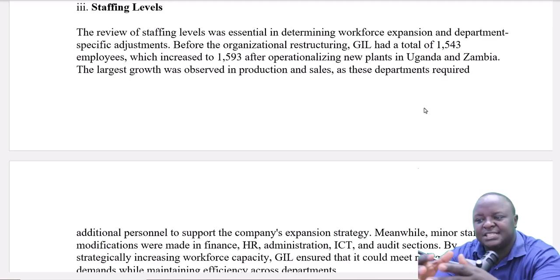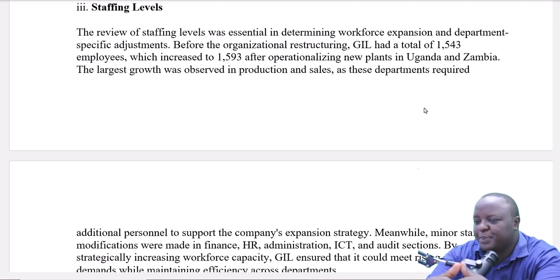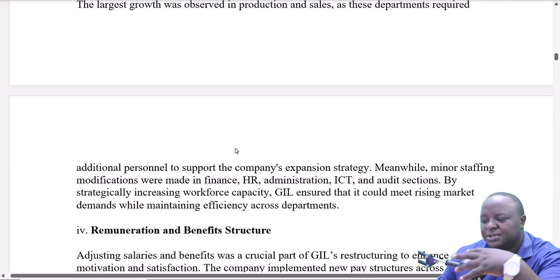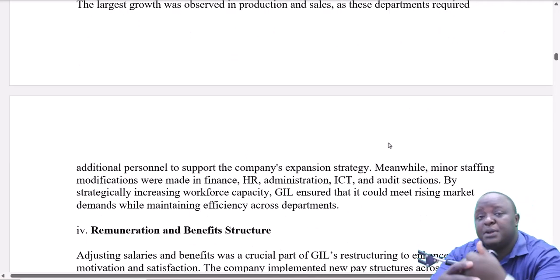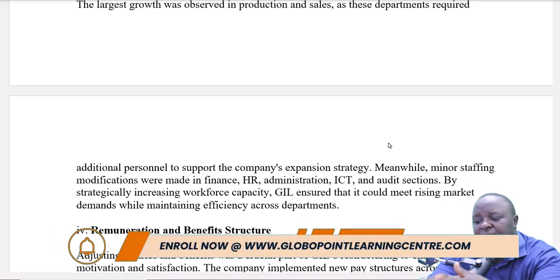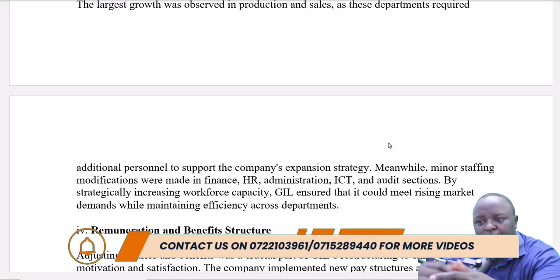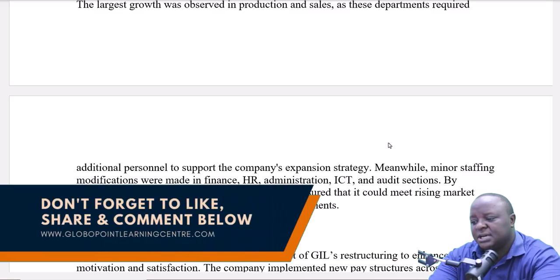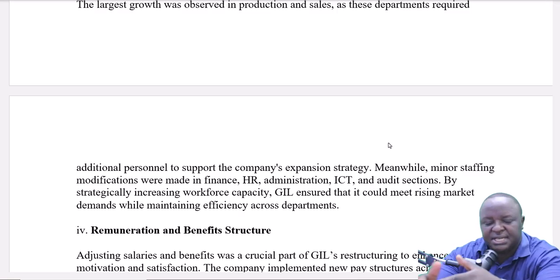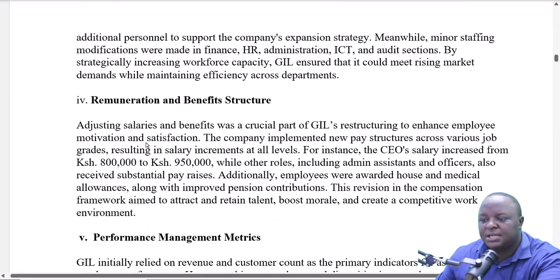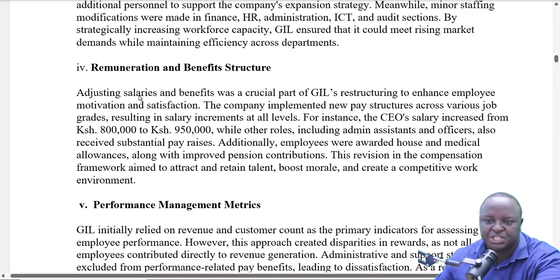So this was the largest growth, as was observed in production and sales, as these departments required additional personnel to support the company's expansion strategy. Meanwhile, minor staffing modifications were made in the finance department, the HR department, administration, ICT, and audit sections. By strategically increasing workforce capacity, GIL ensured that it could meet the rising market demands while maintaining efficiency across departments. Metric number 4 is in terms of remuneration and benefits structure.